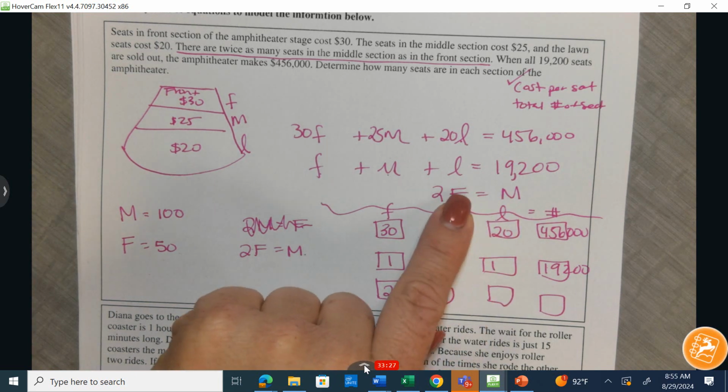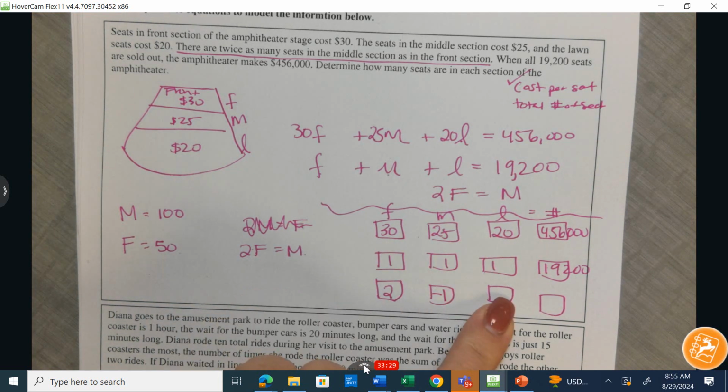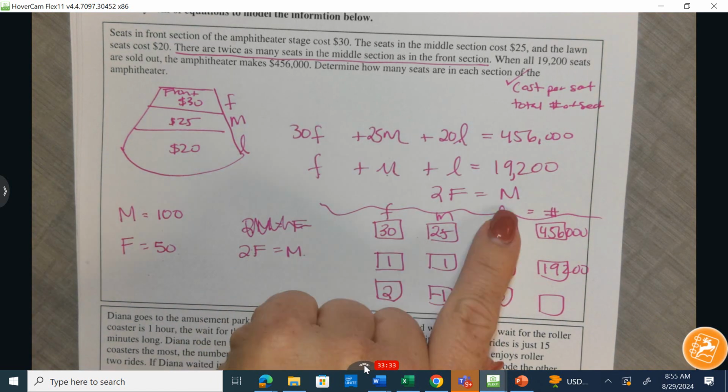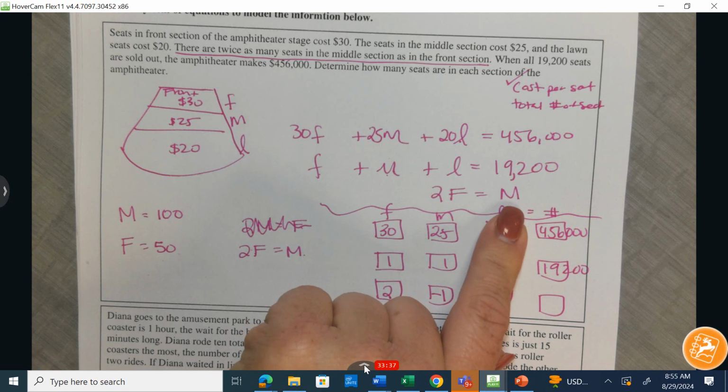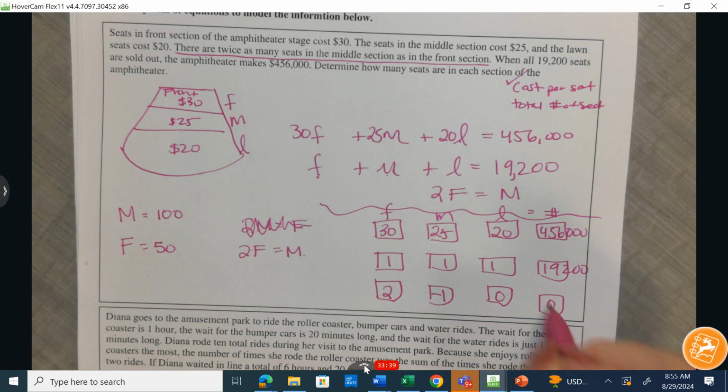Does this equation have any L's? It does not. We put a 0 in. On the right-hand side, the M has moved to the left. Is there anything left on the right-hand side? There is not, so we put a 0.